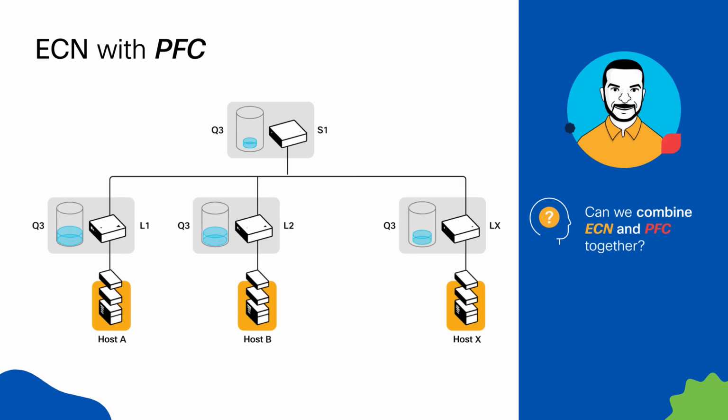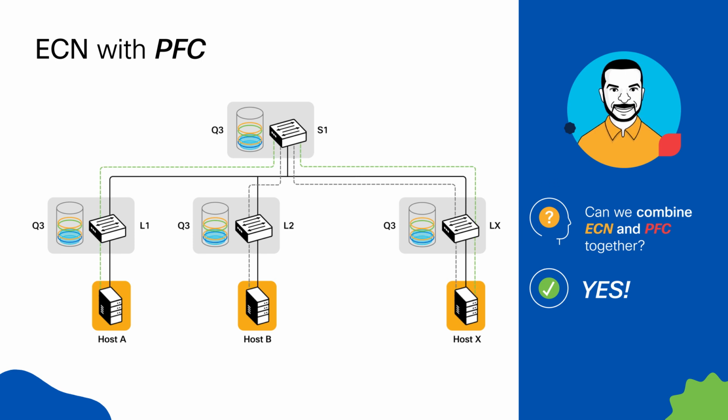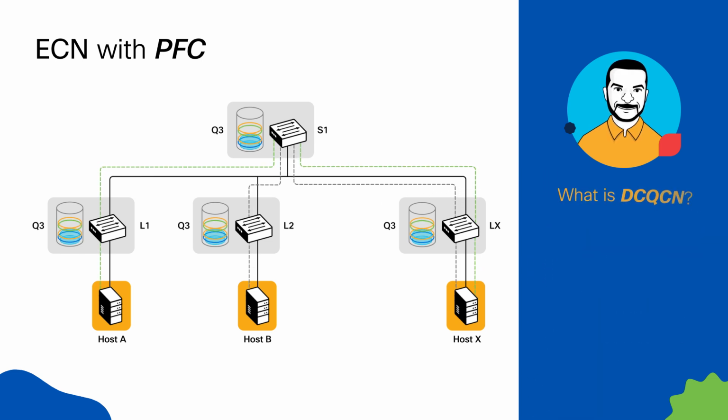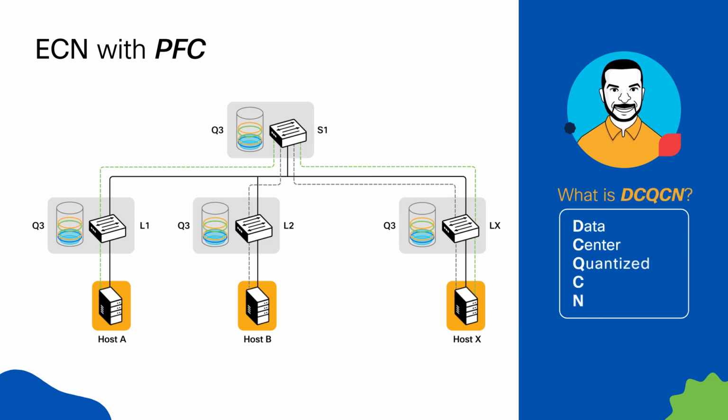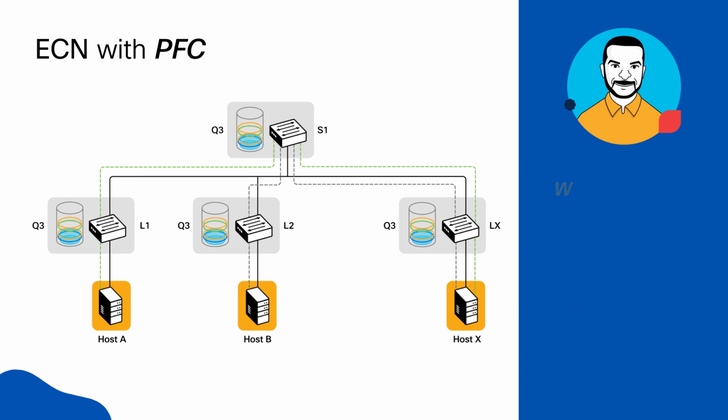So can we combine ECN and PFC together? Since I asked, the answer is going to be yes, of course. They can work together. The collaborative process between ECN and PFC, where they manage congestion side by side, is actually called DCQCN. Oh, what's that? Data Center Quantized Congestion Notification, developed for RoCE networks. Just so you know, DCQCN is a congestion control algorithm specifically designed for high-performance, low-latency data center networks.